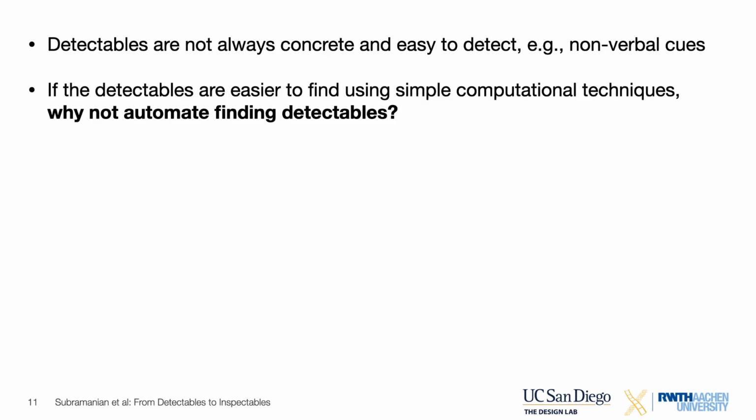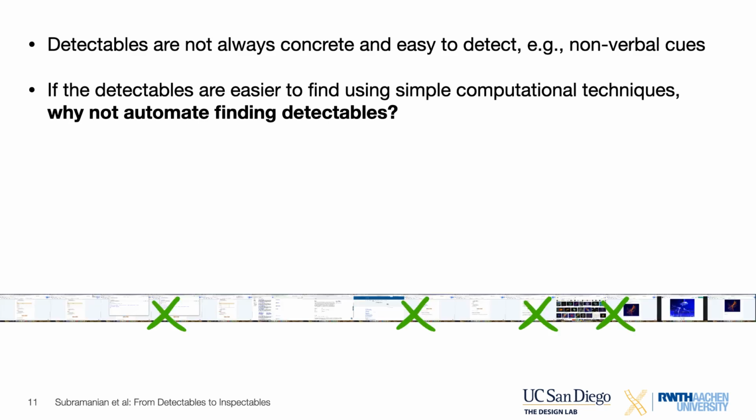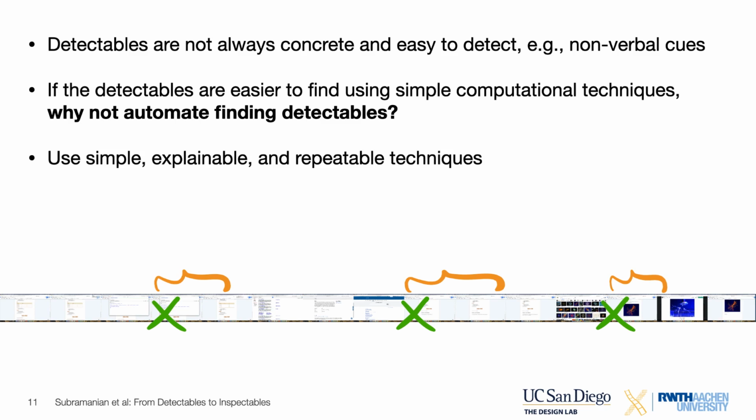to automate this step. In our hypothetical study, we can perform simple audio processing to detect instances where the characteristic notification sound occurs. This gives us potential instances of detectables. Indeed, there would be false positives that need to be removed manually. But such automation can help researchers find inspectables without having to watch several hours of audiovisual recordings. It is important to use techniques that are simple, explainable, and repeatable because this would increase the trust in the automation process and improve the reproducibility of the analysis.